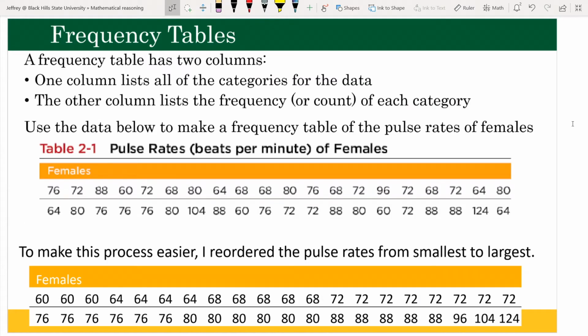For this next problem, we're going to look at frequency tables. A frequency table is basically just a way of collecting groups of numbers within a certain range. So what we're going to do is take the pulse rates of females and make a frequency table out of it. And this usually helps if we rearrange this from smallest to largest. So that's what I basically did in the table below.